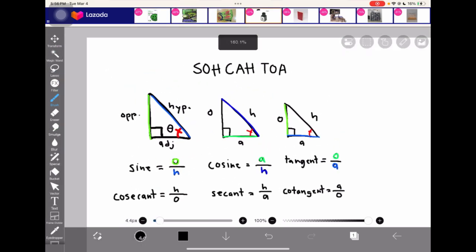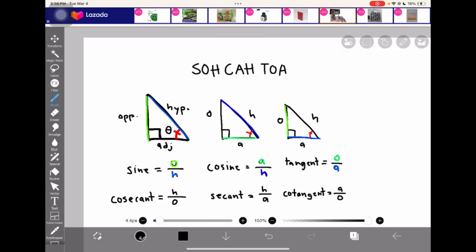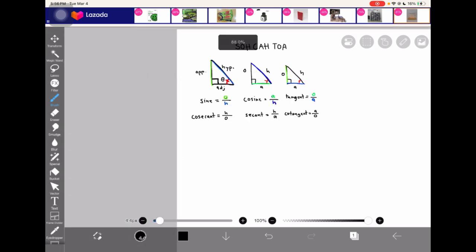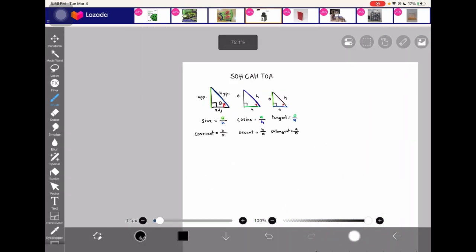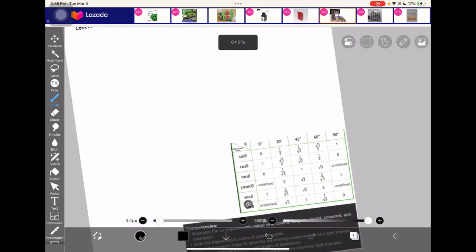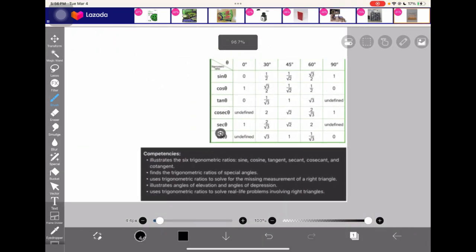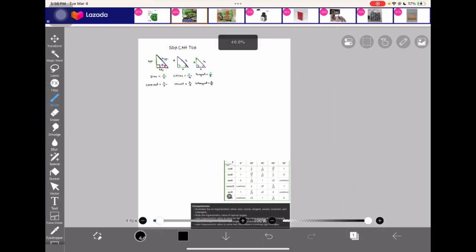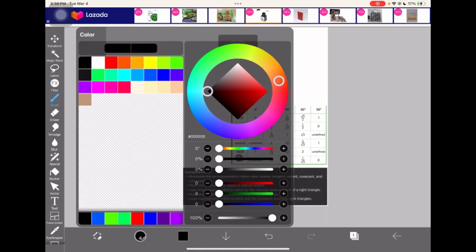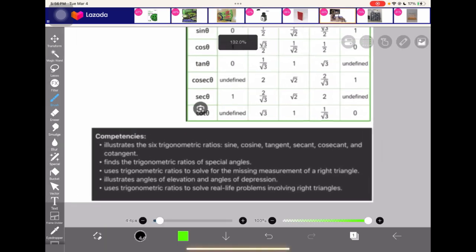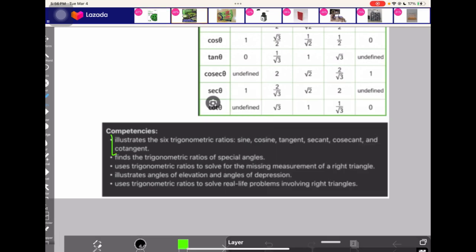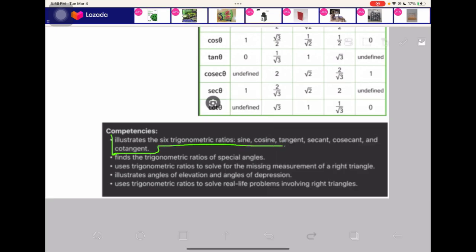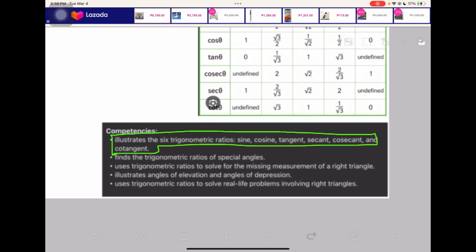And that is our six trigonometric ratios, and we are going to be using them for the rest of this video. I'm just going to keep this over here while I have this table as well for the next one. So that's it for illustrating the six trigonometric ratios. We just need to remember all the different formulas.